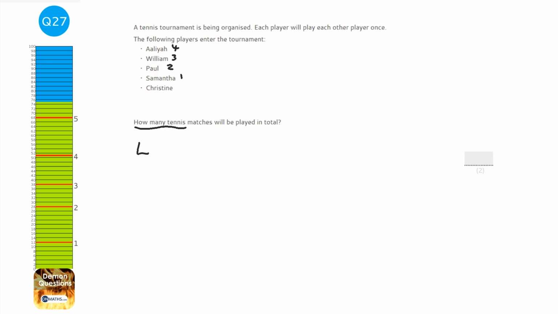So, we've got the 4 matches Aliyah's going to play, the 3 matches that William's going to play, not counting the one we've already counted from Aliyah, plus the 2 Paul's going to play, plus the other one that Samantha's going to play. So 4 plus 3 is 7, plus 2 is 9, plus 1 is 10. So in total there are 10 different matches going to be played.